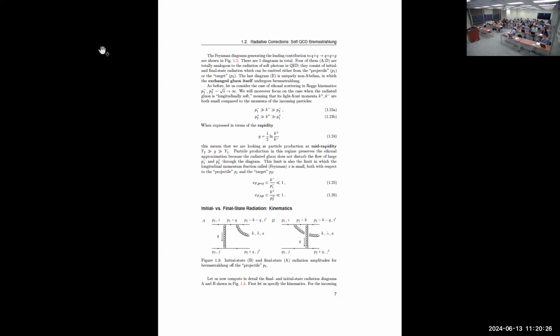The other thing that happens is because the vertices are reversed, the momentum of the propagator in between is also reversed. Here it was P1 minus Q. Here it's P1 minus K. Aside from that, the diagrams are identical.